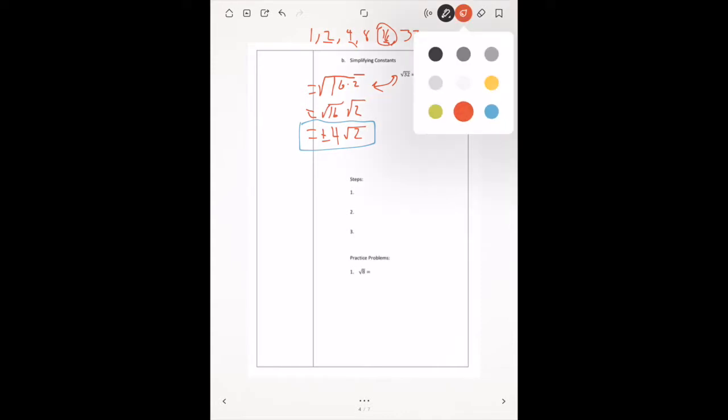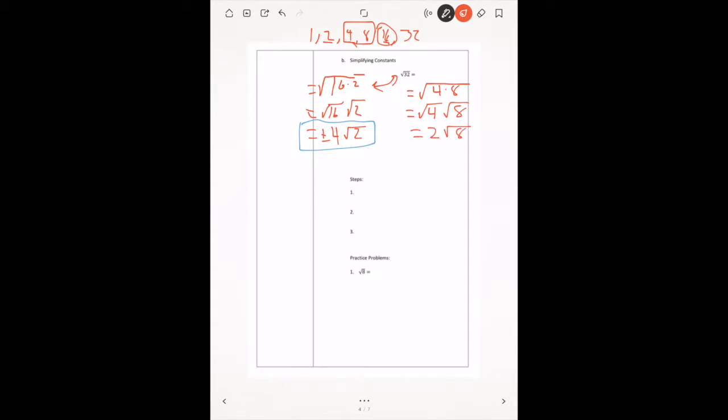I'll explain why in just a minute, but let's take a look at what would happen if I didn't pick 16 and 2. What if instead I said, let me take 4 and 8. Let me break these numbers down for us. So the square root of 32, let's say that's 4 times 8. I'm going to break that up into the square root of 4 and the square root of 8. And what do you know? I get plus or minus 2 times the square root of 8.